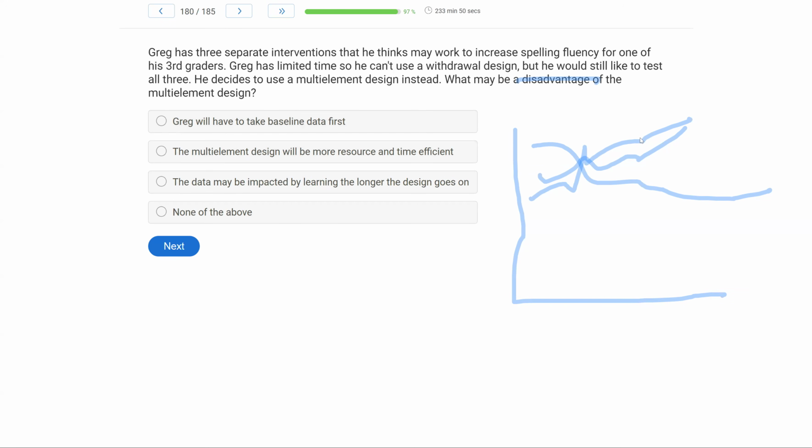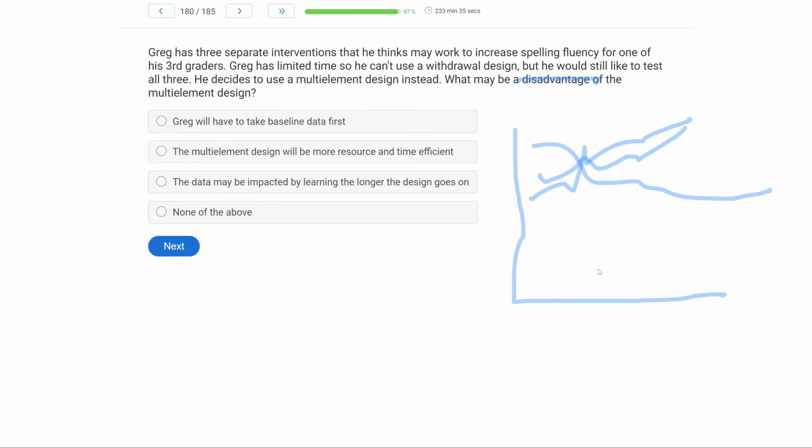Not necessarily. In the multi-element design, you don't necessarily need to take baseline. It's an advantage, and some might consider it a disadvantage, but for Greg, he has limited time, no baseline needed. B, the multi-element design will be more resource and time efficient.